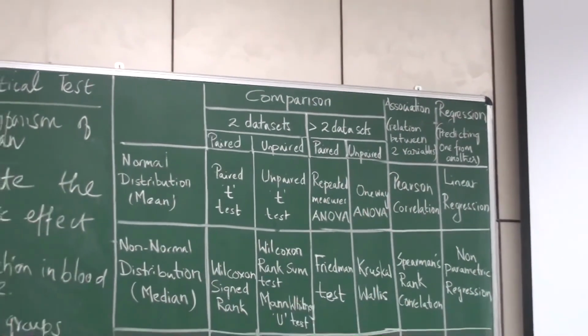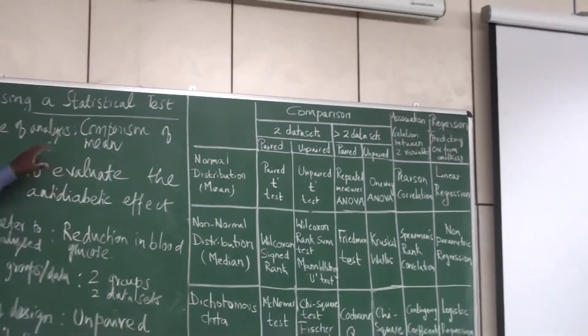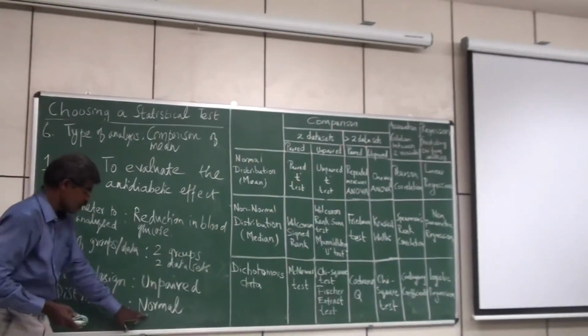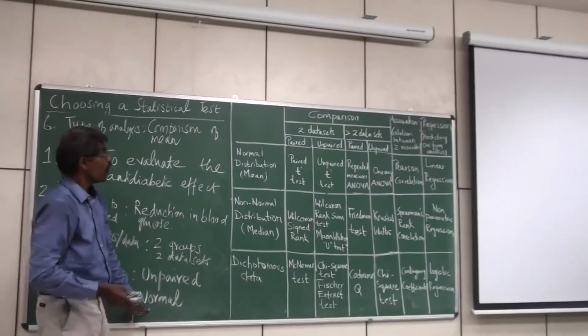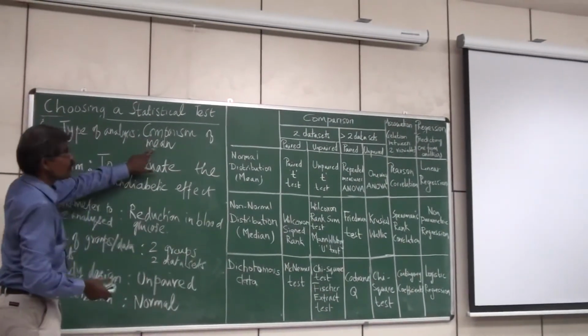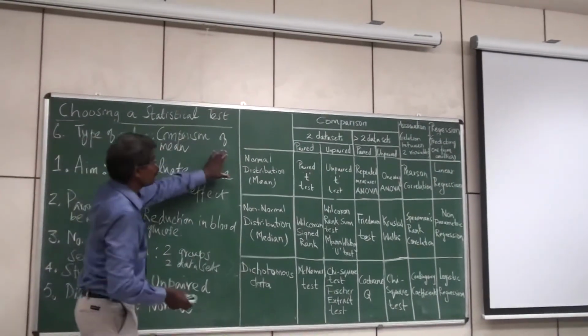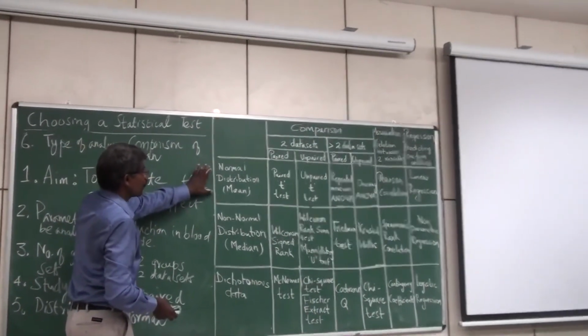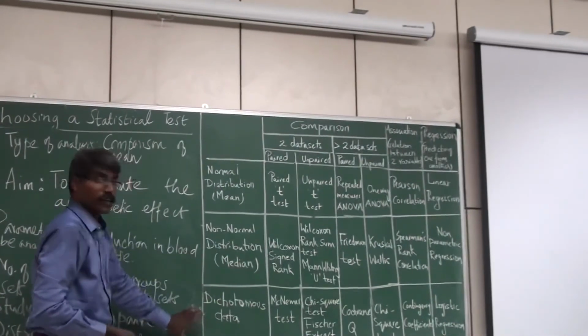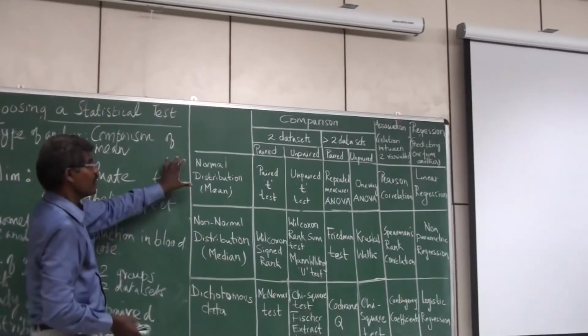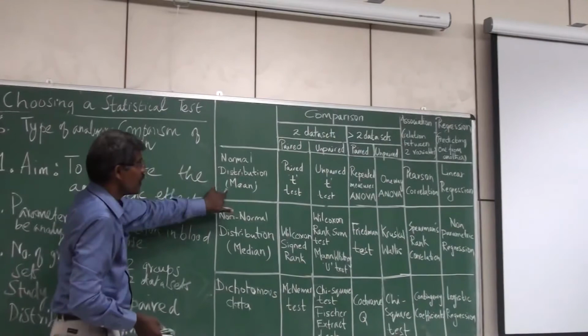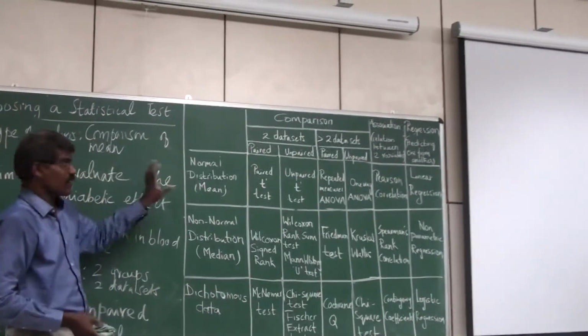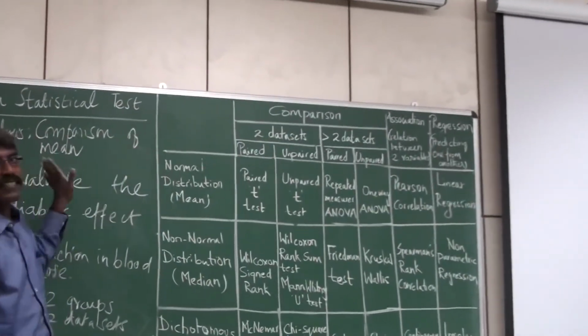Now let's take this example. What is our data type? The distribution is normal, and what we want to do is comparison of mean, isn't it? Now look at it and tell me whether we have to fix row 1 or row 2 or row 3. It's row 1, isn't it? Because this is normal distribution which is summarized as mean. So we have fixed row 1 for this example.